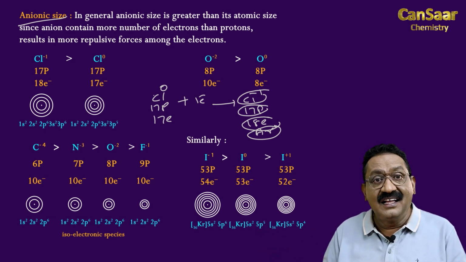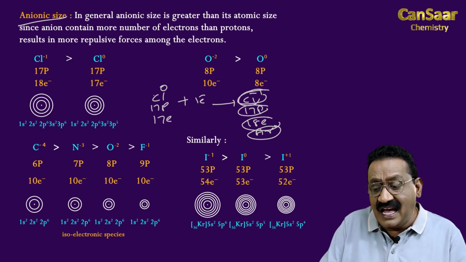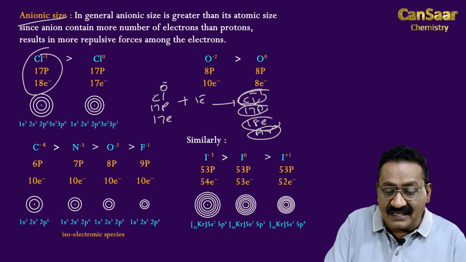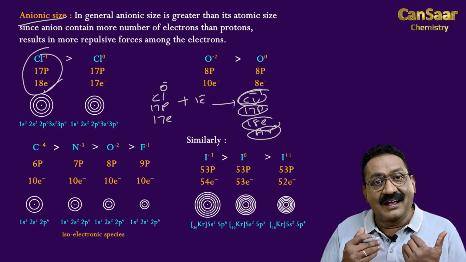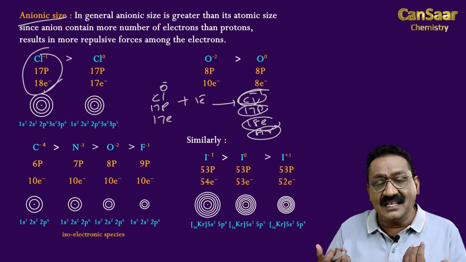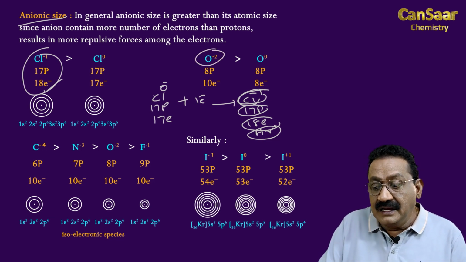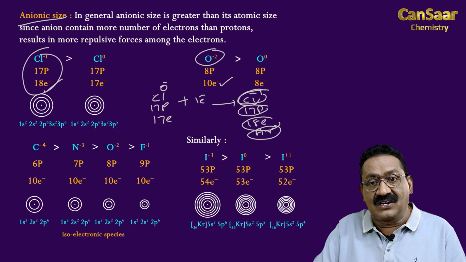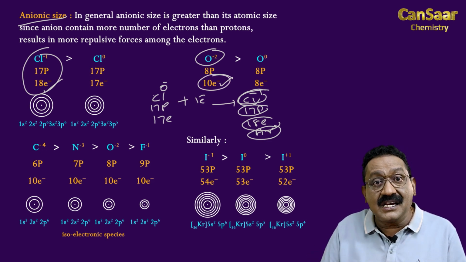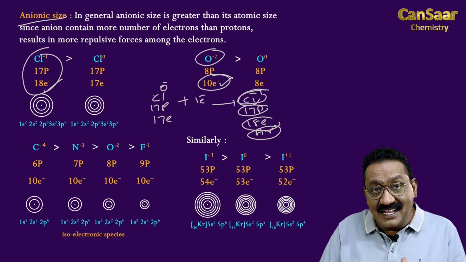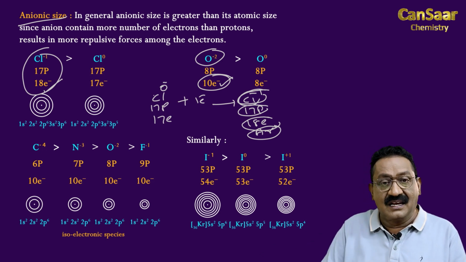In general, anionic size is greater than its atomic size, since the anion contains more electrons. Among electrons, more repulsion results in more size. Similarly, oxide ion has 8 protons but 10 electrons, more repulsion among the electrons results in more size, hence oxide ion size is greater than oxygen.